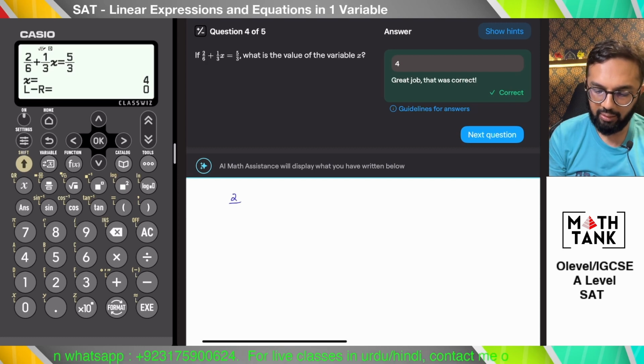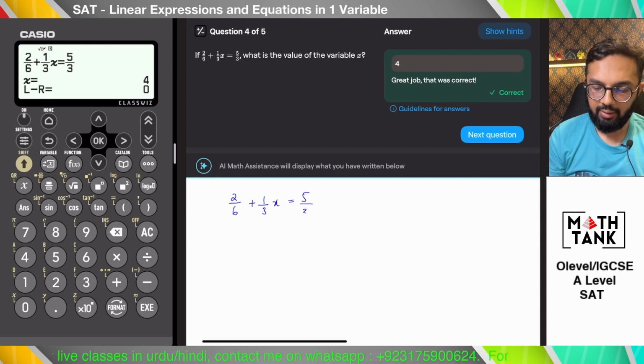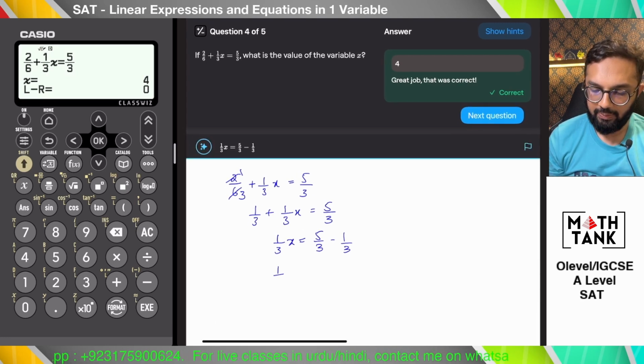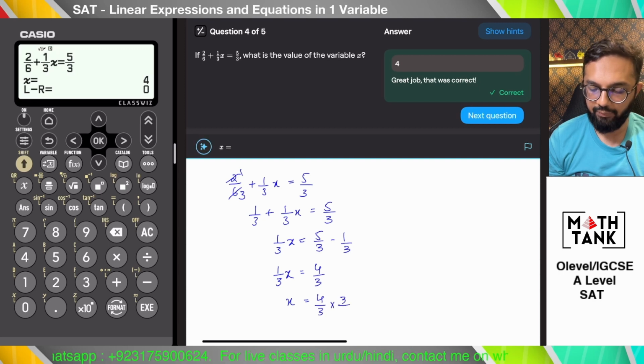If I was doing this manually, how would I do it? I would do it like this. I see it's a very simple calculation. So 2 over 6 is 1/3. So I'm going to write 1/3 plus 1/3 x equals 5/3. 1/3 x equals 5/3 minus 1/3. 5/3 minus 1/3 would give me 5 minus 1, which gives me 4/3. And when I cross multiply, it's going to be 4 over 3 into 3 over 1 from the other side, and x equals 4.